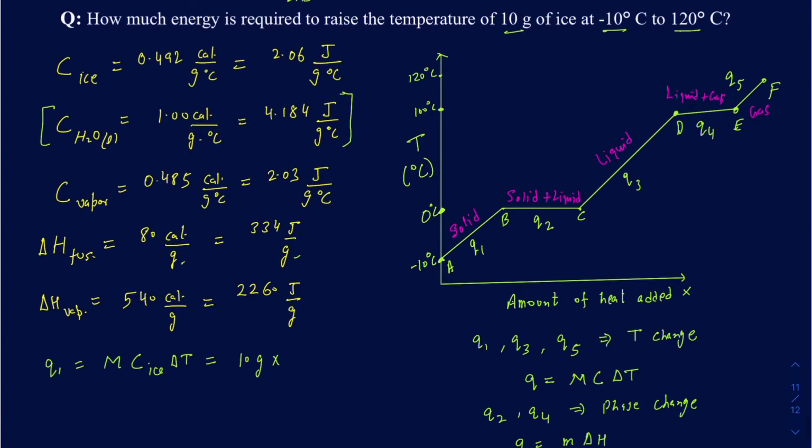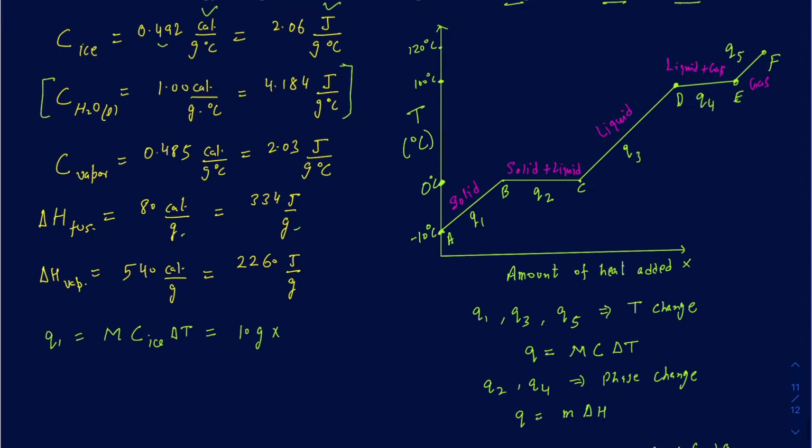Now I do have all these numbers written down in calories and in joules as well. It really depends which value you want to use, or which unit you want to calculate the energy in. If you want to use the energy in joules, then you use the one on the right side, like 2.06 and 4.184. And if you want to use calories, then you use the one on the left. Let's say I'm doing it in joules. The specific heat capacity of the ice is going to be 2.06 joules per gram degree Celsius. And then the change in temperature is going to be T final minus T initial.